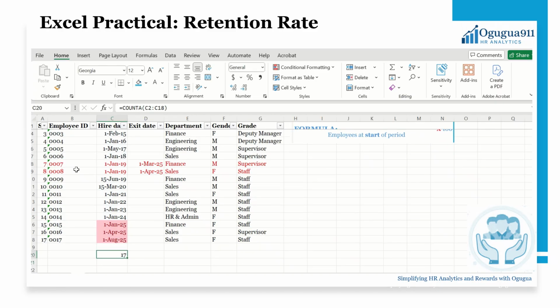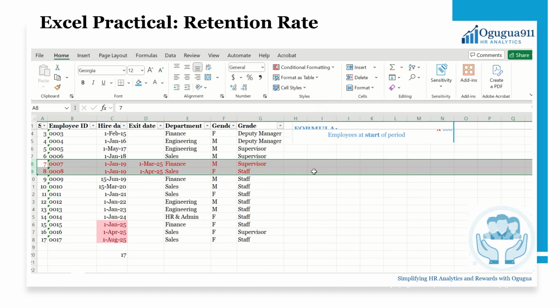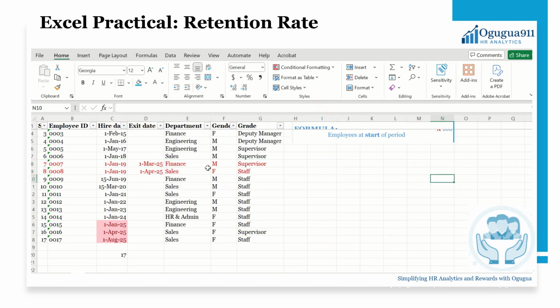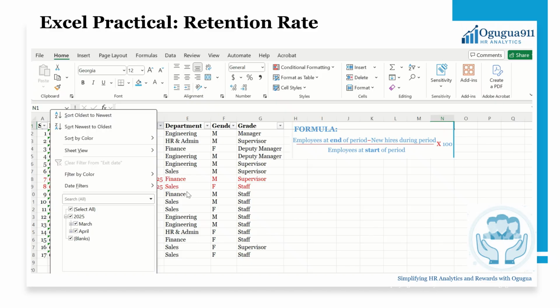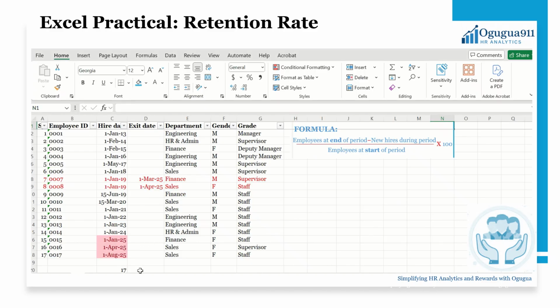Now recall that we have 2 exits that have been highlighted. You can also filter your data to capture your exit alone, and you can count them using the COUNTA formula. But in this case, we just have 2. So we say 17 minus 2, which gives us 15. So we know that employees at the end of the period for us is 15. You always start your formula with an equal to sign. So we have 15 here.